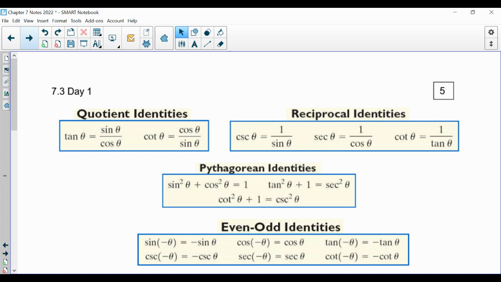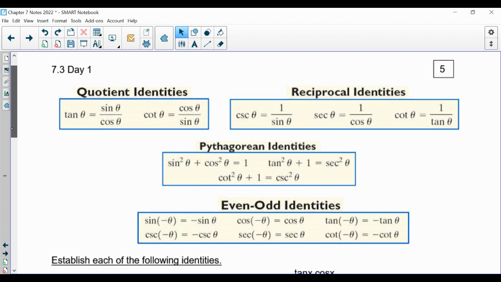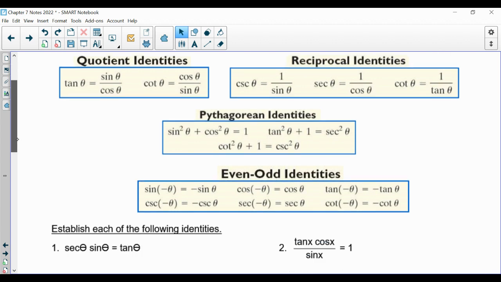Today we're going to start 7.3, which is proving trig identities. And yes, I did say prove. We're doing some trig proofs. So if you go on page 5, you'll see all of our identities that we've been dealing with last chapter. They're coming back. Don't worry. They're here to reference, but hopefully you still remember them.